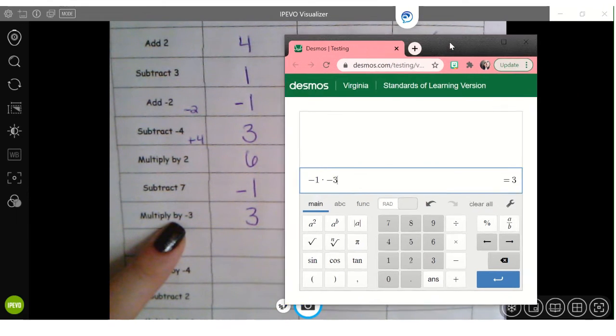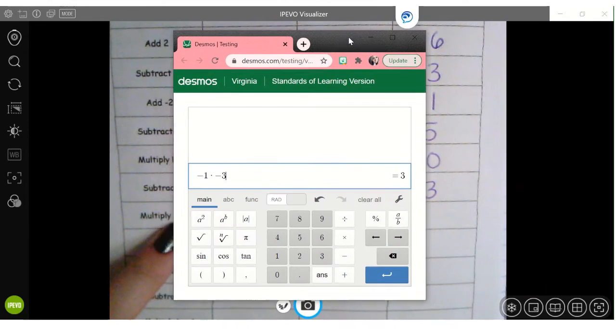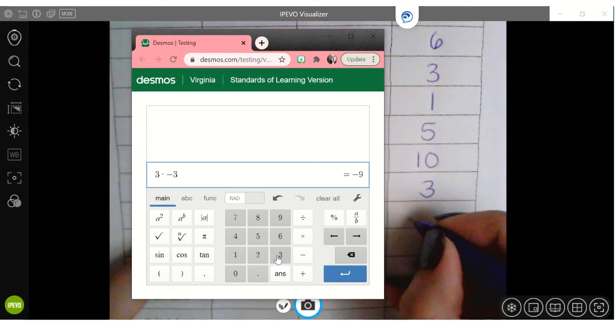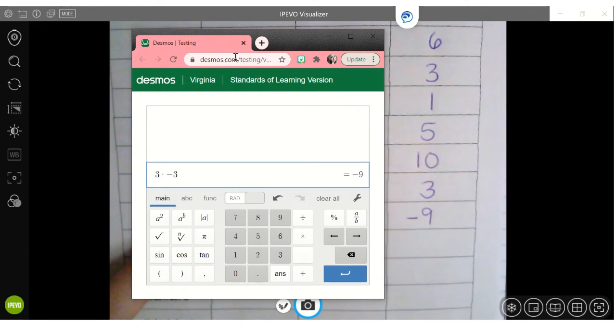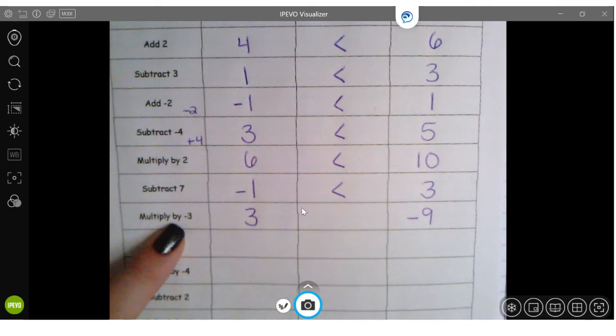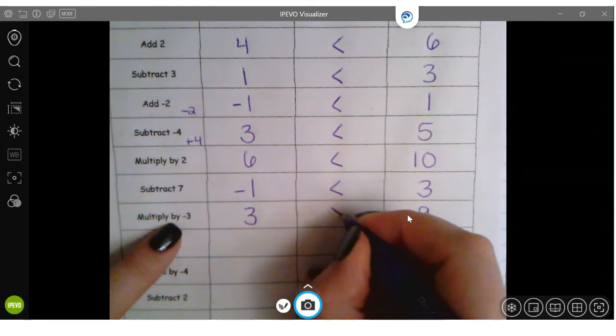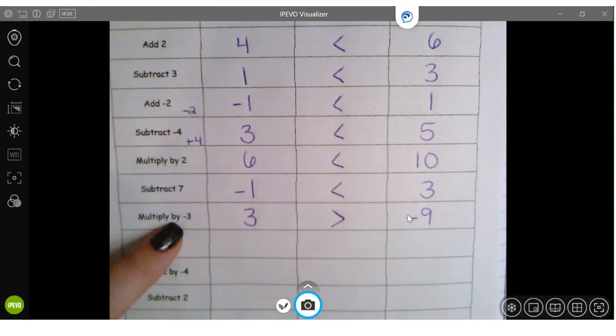And the other number I was working with was 3. So I'm going to clear this out and do 3 times negative 3, which would give me negative 9. So let me get rid of the calculator for a second so I can see everything. So I'm comparing 3 to negative 9. Well, this is a positive 3. This is a negative 9. 3 is what compared to negative 9? Well, 3 is greater than negative 9.